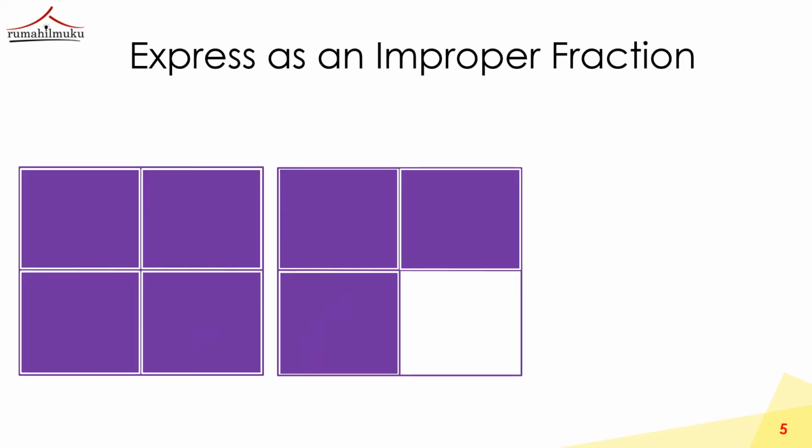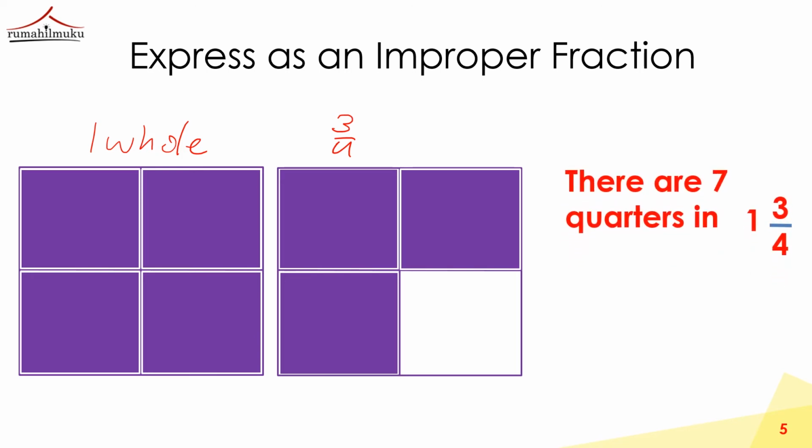Now let's try to express these boxes over here as an improper fraction. So over here we have 1 whole and 3 quarters. And from the picture over here, we can conclude that there are 7 quarters in 1 whole and 3 quarters. So we can conclude that 7 quarters is equal to 1 whole and 3 quarters.